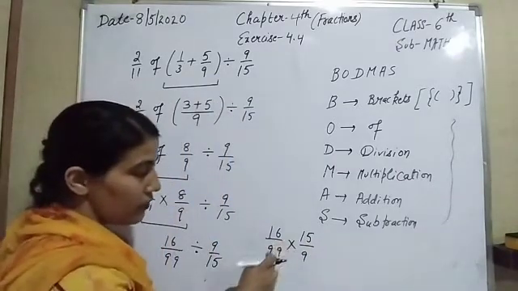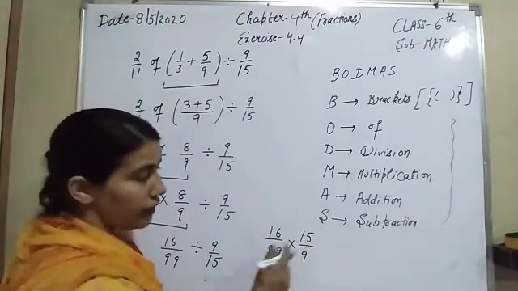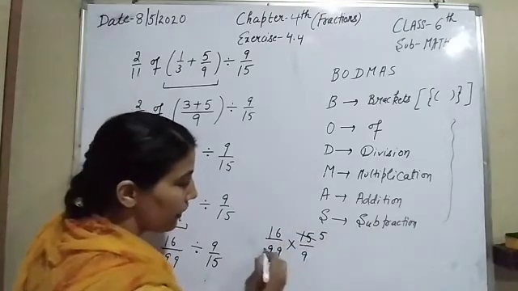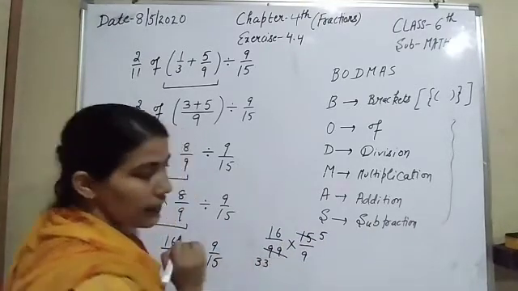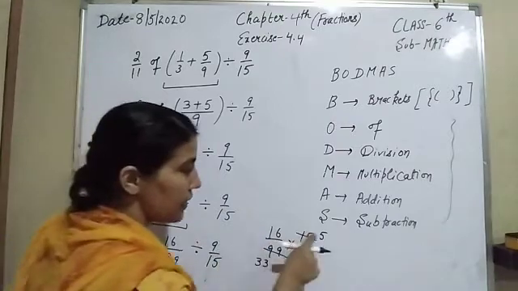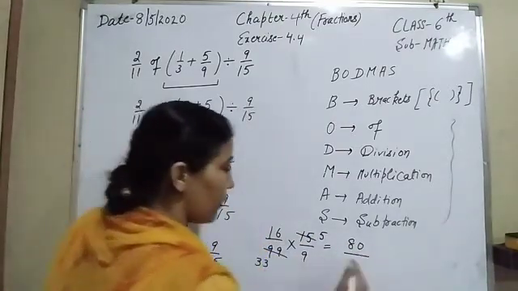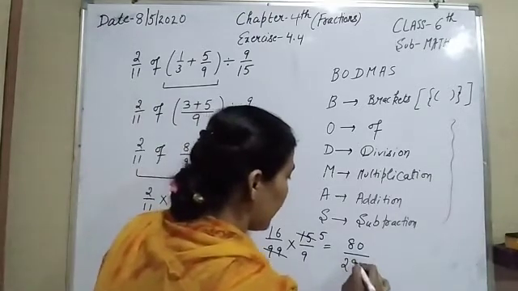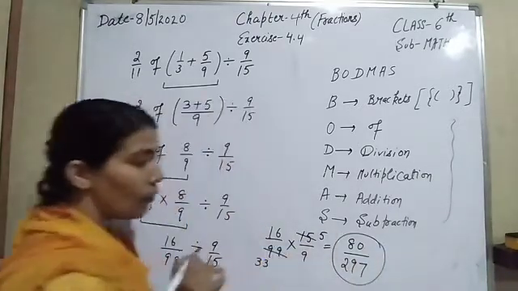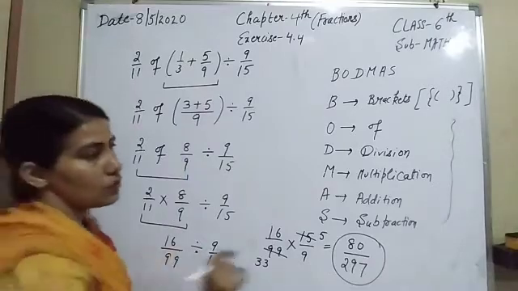Now both these values are cancelled in the table of 3. Here 3 5s are 15, here 3 3s are 9, 3 3s are 9. After that we have 16 into 5, that is 80 over 33 into 9, that is 297, which is our required answer. Now come to the next question of this worksheet.